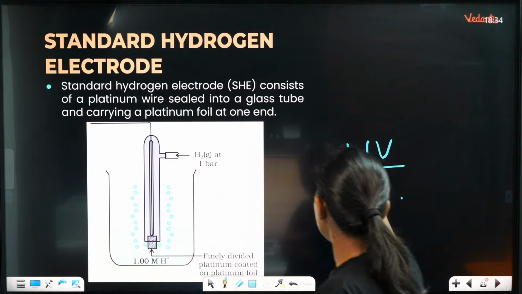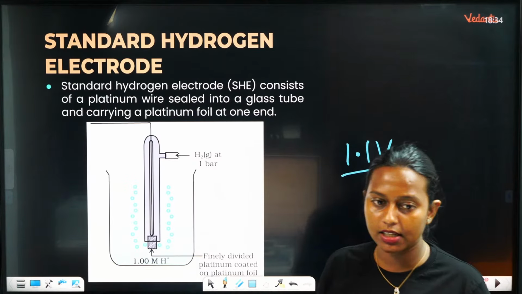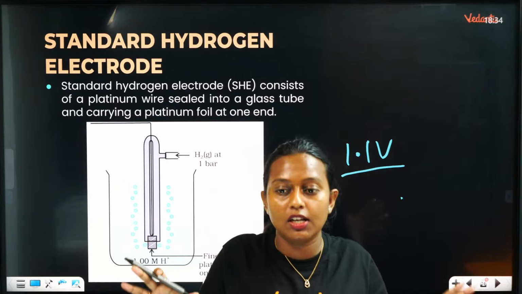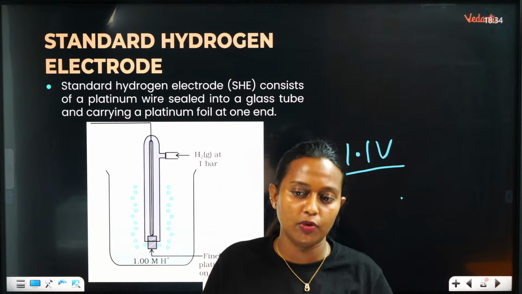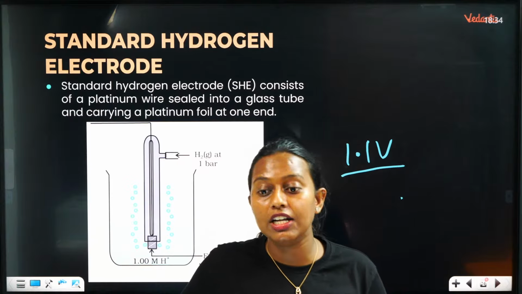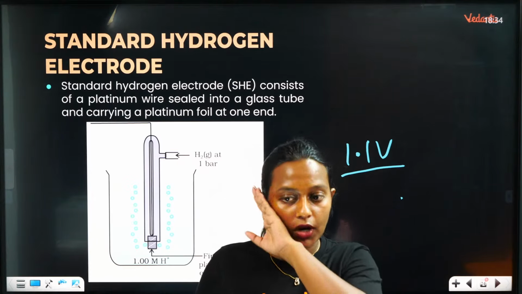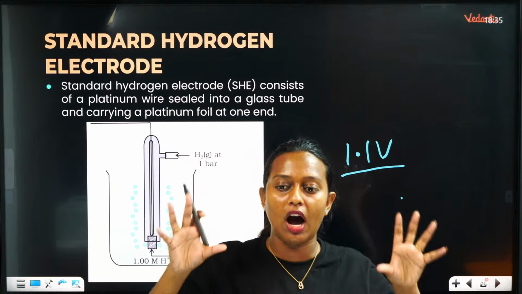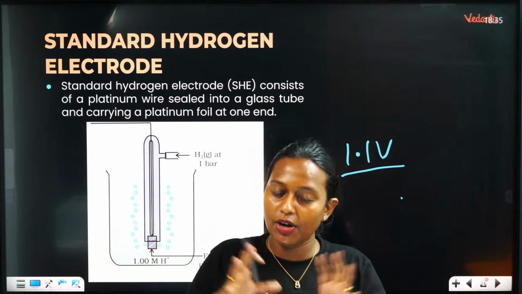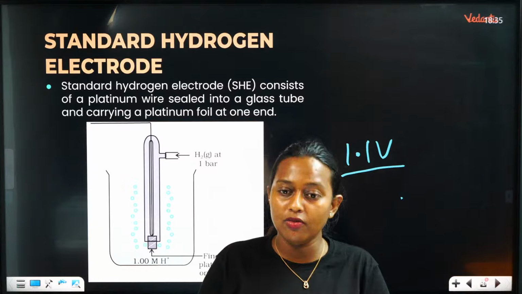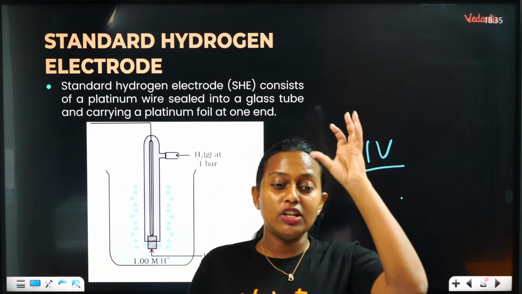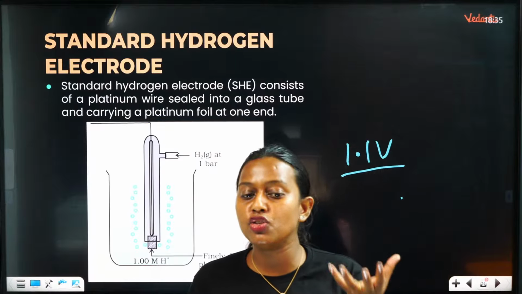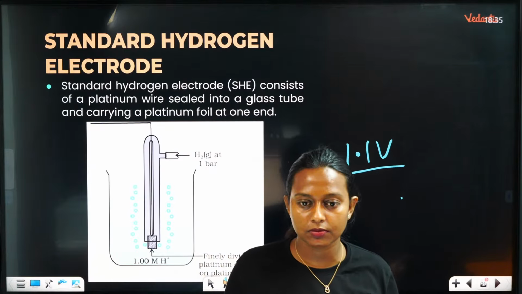So here in our Daniel cell, the difference of the two half cells is 1.1 volt. Okay, is it clear? 1.1 volt means it is the difference of two half cells, the potential difference of two half cells is 1.1 volt. So we cannot calculate the potential difference of a single cell.